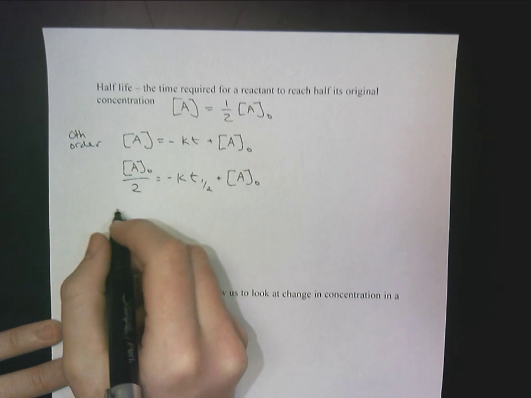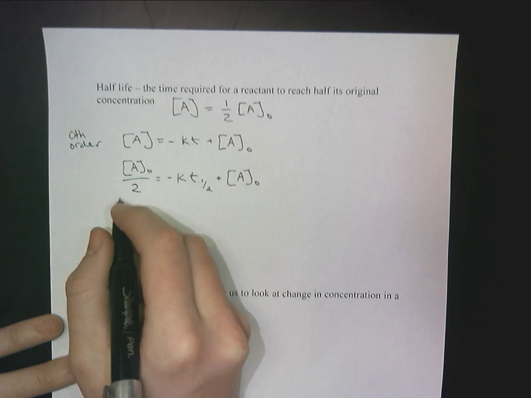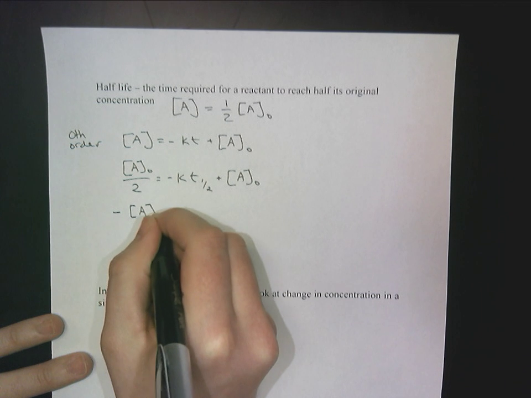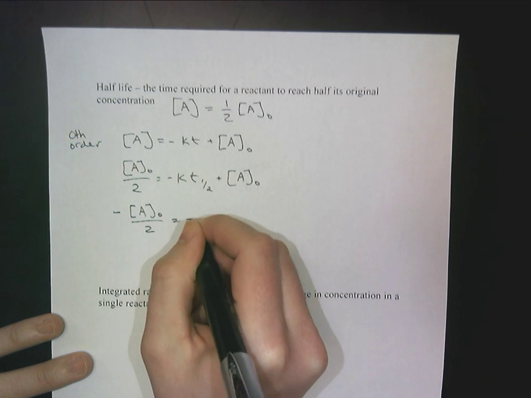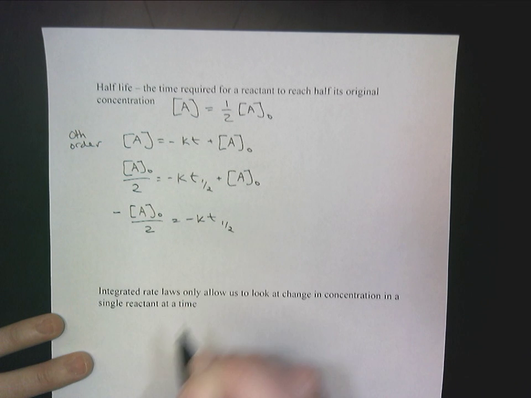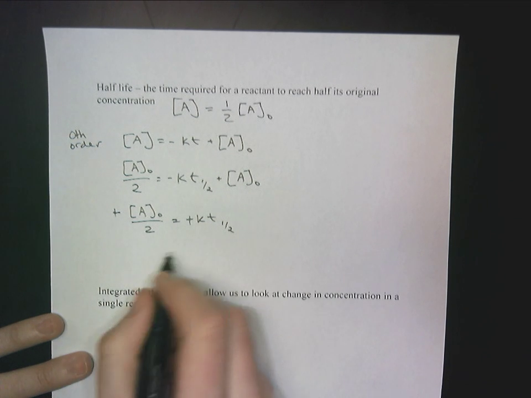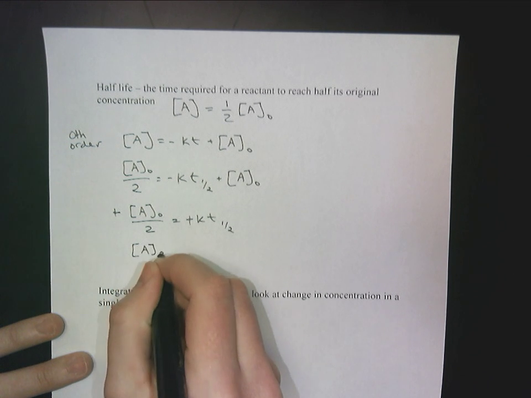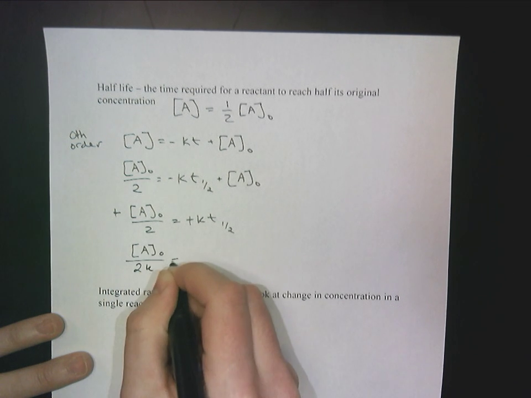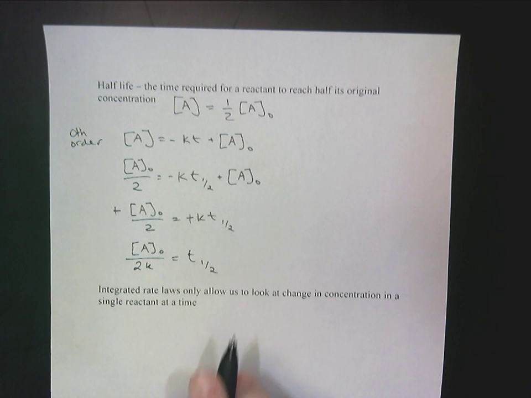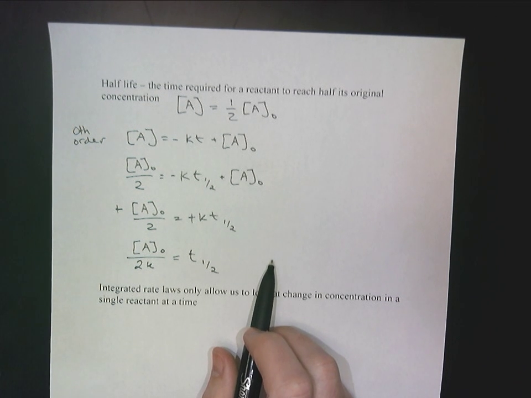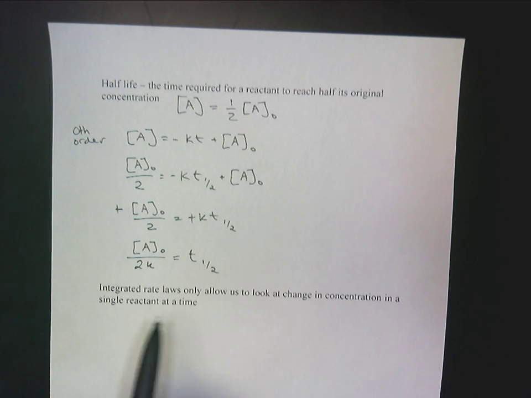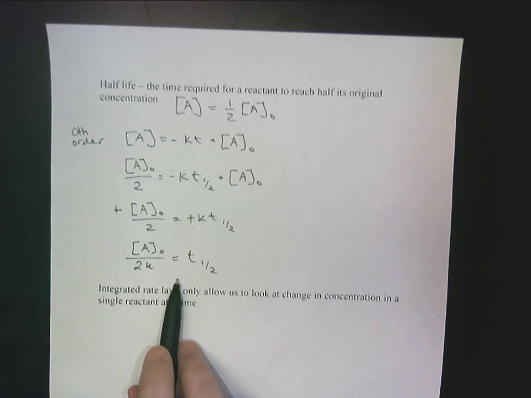So let's just do that really quick. So minus A sub 0, so we're going to have negative A 0 over 2, I think, equals negative kt 1/2. I hope I haven't taken too many shortcuts. Positive, positive. Yeah, this looks right to me. A 0 over 2k equals t 1/2. Okay, let me check my math really quick. Haha, I was right. All right, so you can actually derive that.